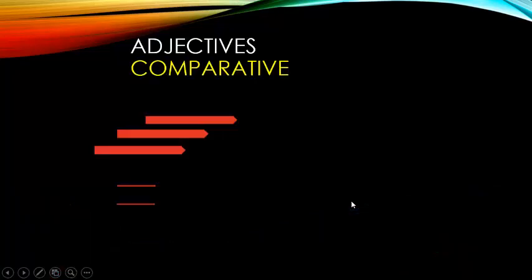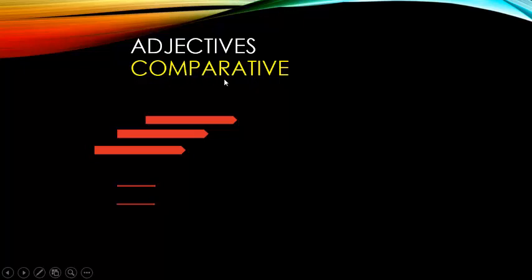Modifiers of course can also include phrases like prepositional phrases and so on, but today we will focus on an adjective as one word or an adverb as one word.